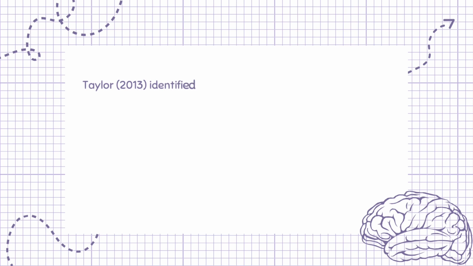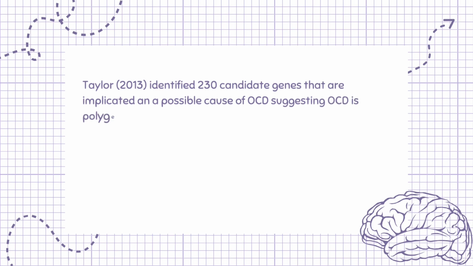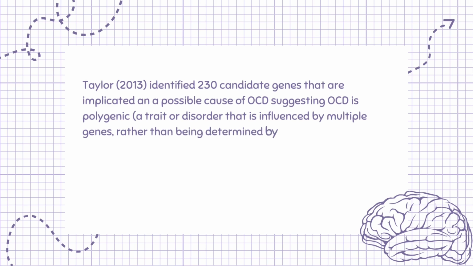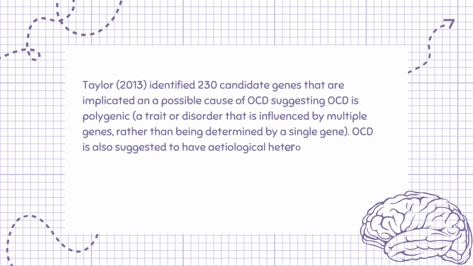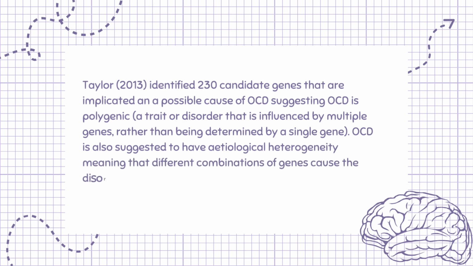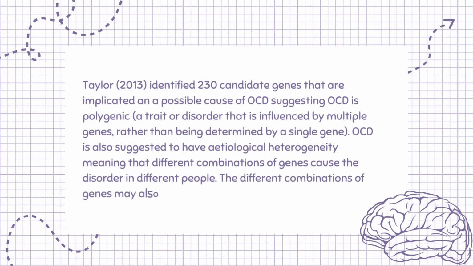Taylor, 2013, identified 230 candidate genes that are implicated in a possible cause of OCD, suggesting OCD is polygenic, a trait or disorder that is influenced by multiple genes, rather than being determined by a single gene. OCD is also suggested to have etiological heterogeneity, meaning that different combinations of genes cause the disorder in different people. The different combinations of genes may also account for different types of OCD.